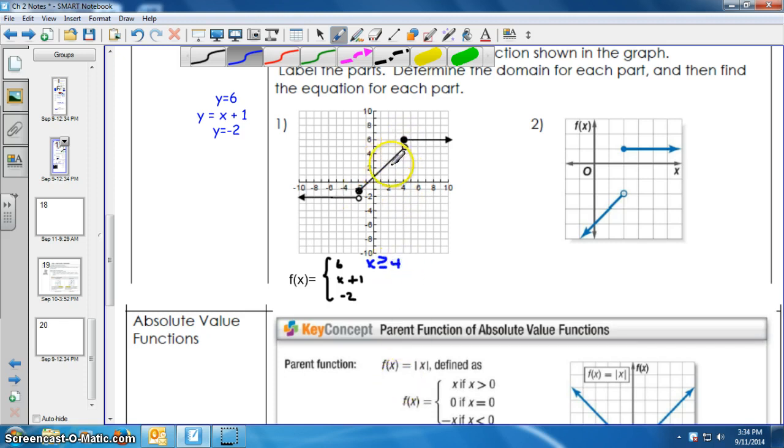Then for this one, we're going to have actually 2 values. So that means x is going to be in the middle, x is going to be less than, and x is going to be greater than something. And it looks like we have a solid dot for when x is going to be greater. So we're going to put that line under there because we have the solid dot here.